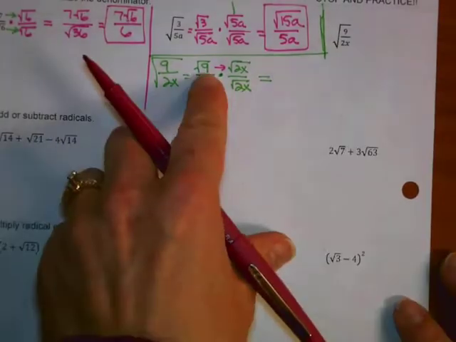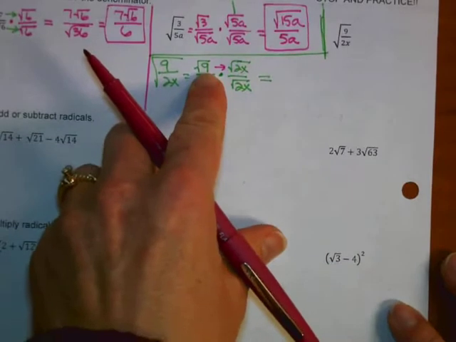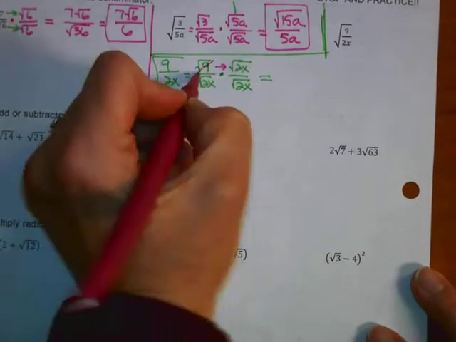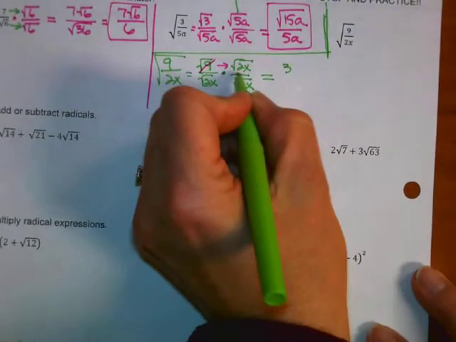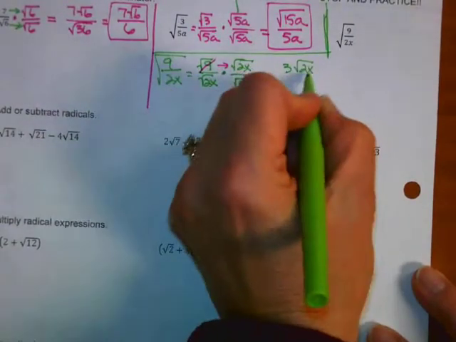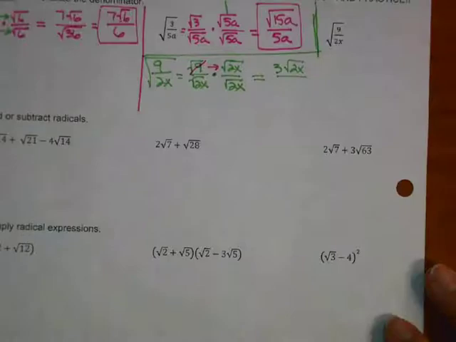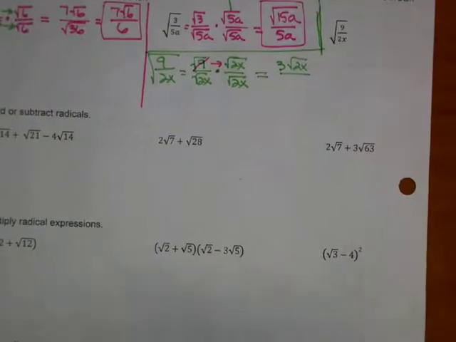What's the square root of 9? Can I just take that right now? Yeah, I'm going to. Square root of 9 is 3 times the square root of 2x. So stop and just make sure you're taking the easiest path. You could still get there if you made it 18, you would just have to simplify it.